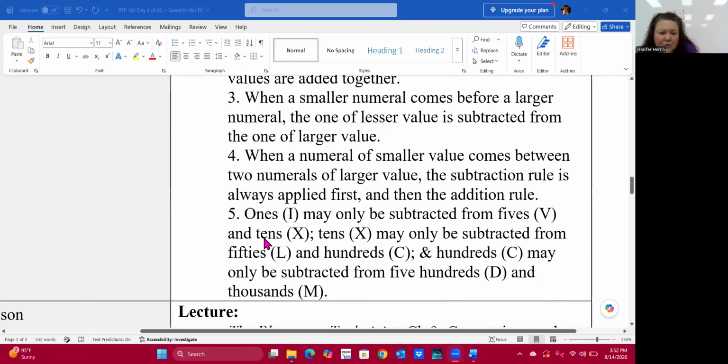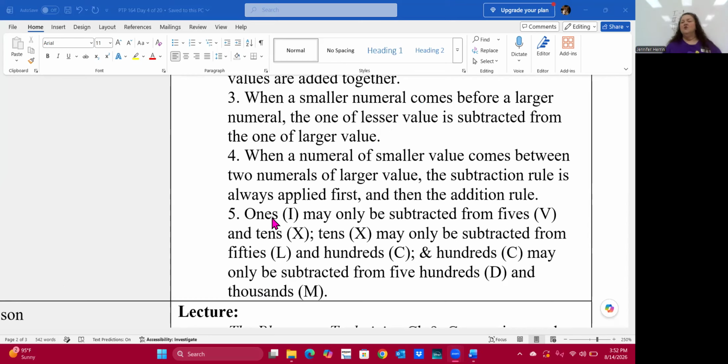All right, our next rule. Rule number 5 says, let me start over, 1 may only be subtracted from 5s and from 10s. 5s cannot be subtracted from anything. 10s may only be subtracted from 50s, which is represented with an L, and from hundreds, which is represented by a C. In case you're ever wondering why a $100 bill sometimes gets referred to as a C note, it's because a dollar bill is a legal note of tender, and the Roman numeral for 100 is C, hence C note.